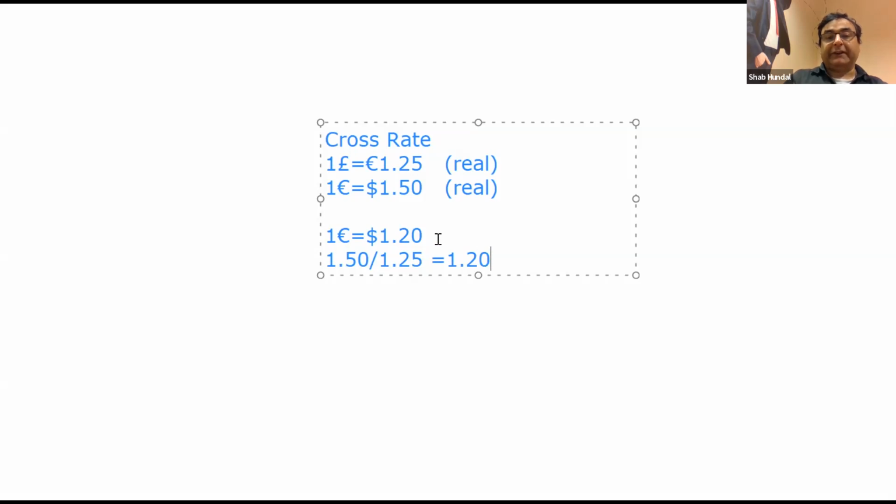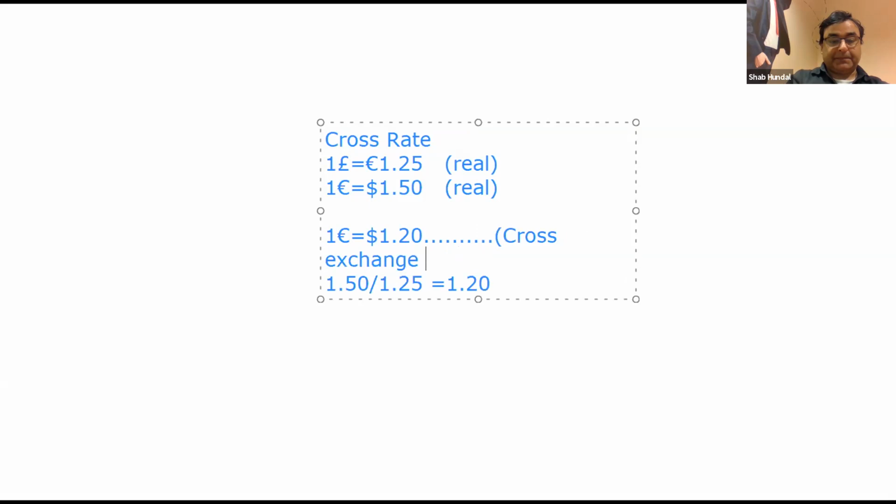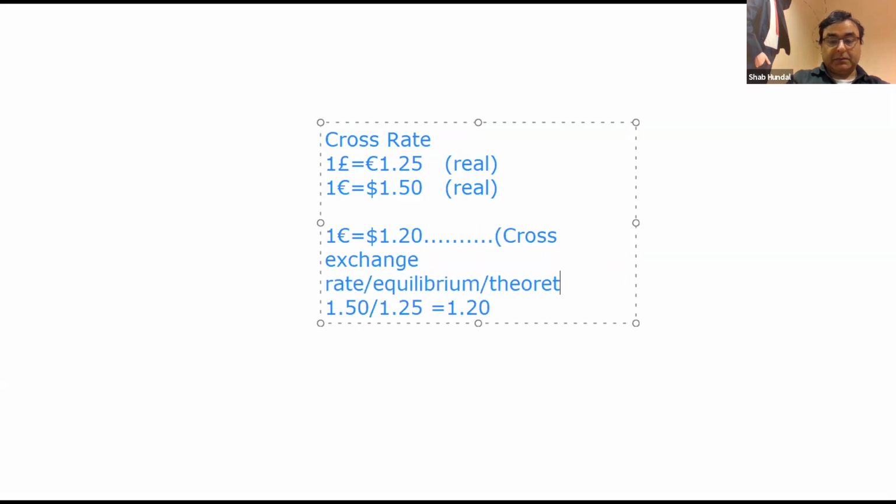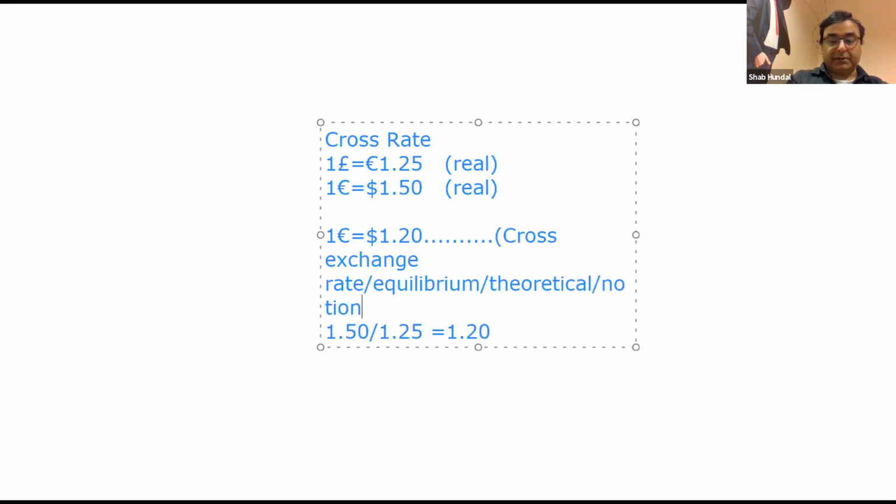But actually, this is not the real rate. This is a cross rate, cross exchange rate. Cross exchange rate, you can also call it equilibrium, theoretical, or notional exchange rate. So many names for this.